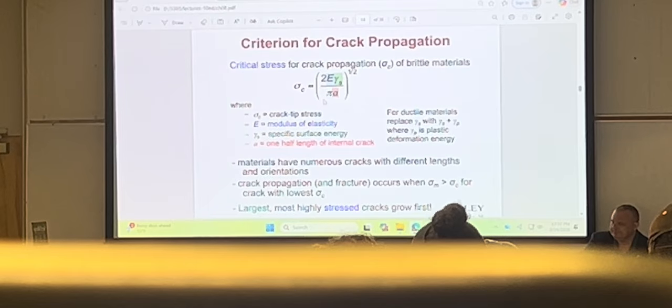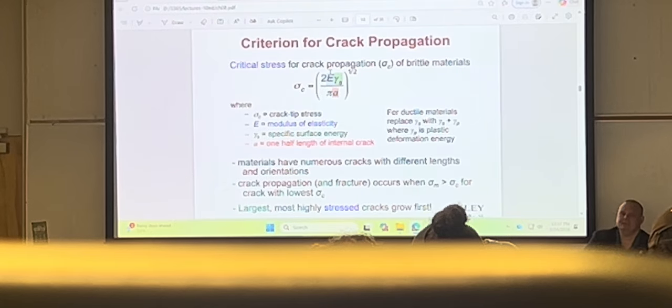Let's have a look at this. The critical stress, or the stress of the crack tip, is equal to the square root of 2E gamma sub s over pi a. Let's look at the terms here. E is the elastic modulus of the material. Gamma sub s is the surface energy.